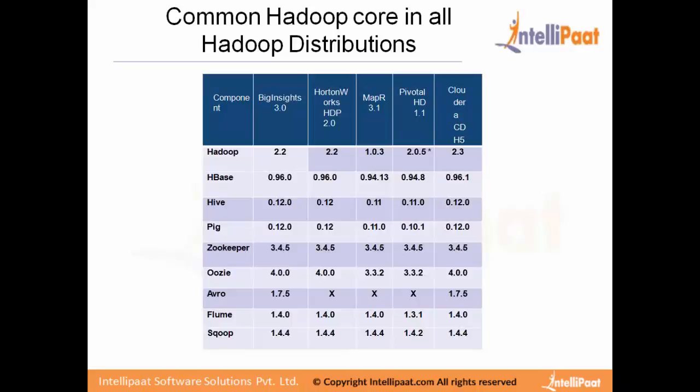How are we differentiating, because it's open source? Every month or every two months they generate a new version based on bug fixes. So what versions are available in BigInsights? The same components and the versions available in other ecosystems I have listed here. As I mentioned, these are the other ecosystems: BigInsights, Hortonworks, MapR, Pivotal, Cloudera.